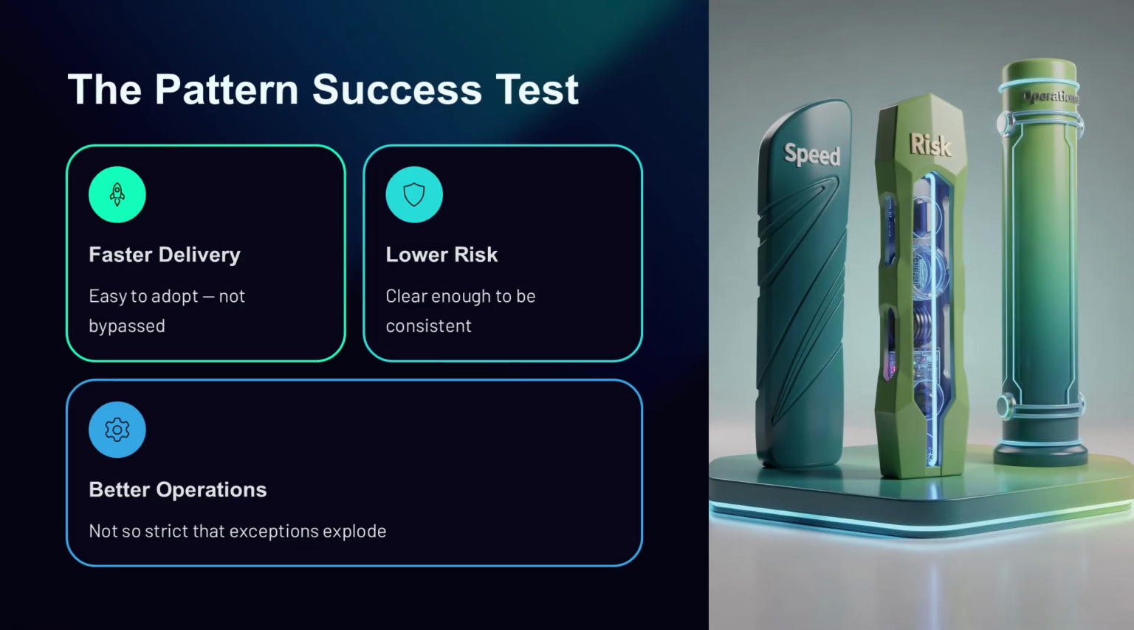With the innovation concern addressed, you now apply the success test that keeps patterns honest. A pattern is successful only if it makes delivery faster, reduces risk, and improves operational supportability at the same time. If the pattern is too complex, teams will bypass it. If it is too vague, it will be interpreted differently and lose value. If it is too strict, exceptions will explode and governance will become slower. Your goal is to design patterns that are easy to adapt, easy to assure, and strong enough to deliver consistent outcomes.